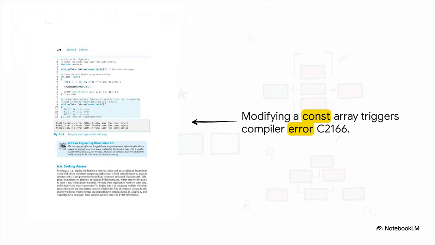And this perfectly illustrates what happens when you try to break that rule. In the try to modify array function here, the programmer is trying to assign the value 2 to the elements of the array on lines 21, 22, and 23. But because we use that const qualifier we just talked about, the compiler steps right in and stops the program from even compiling. It throws error C2166, L value specifies const object. Now, seeing an error might feel bad, but actually, this compiler error is exactly what we want. It perfectly protects our original array back in main from being accidentally overwritten.